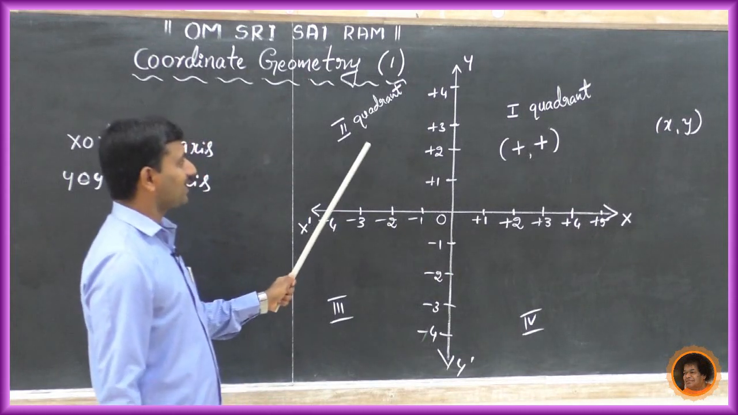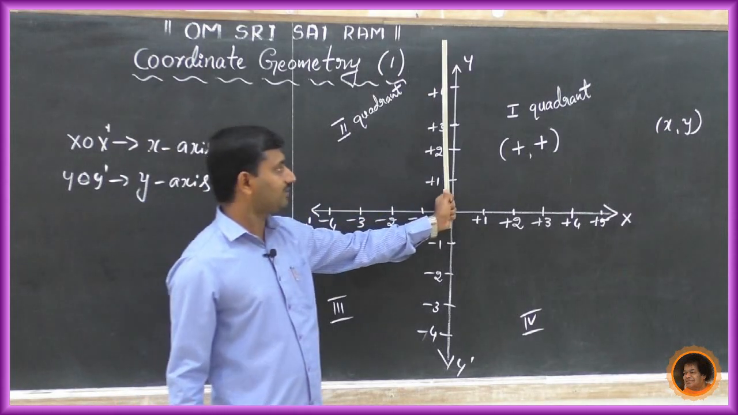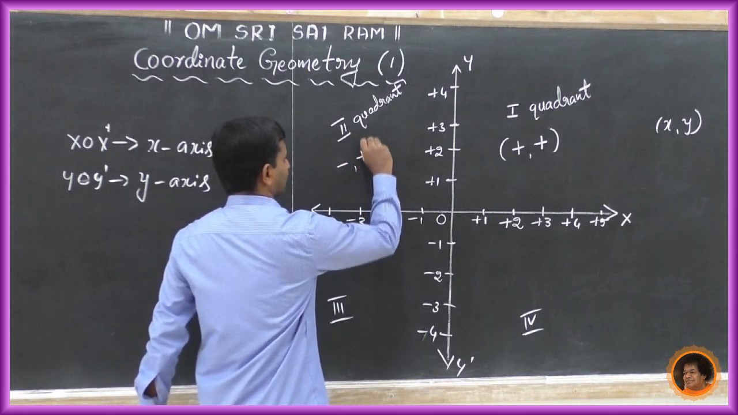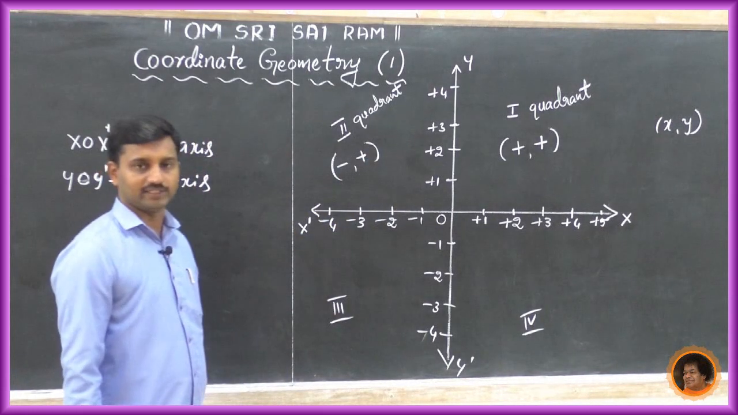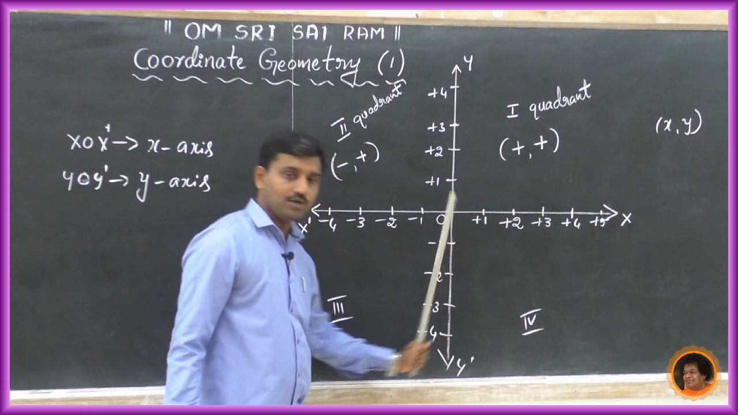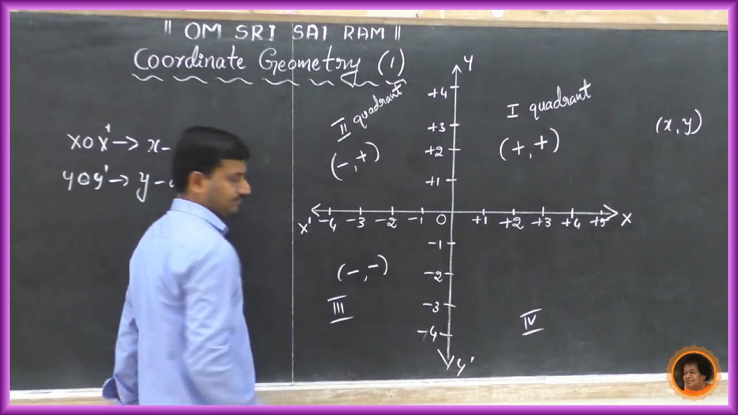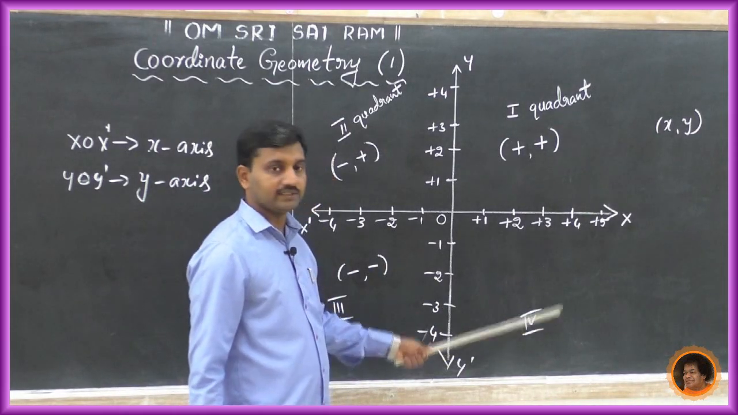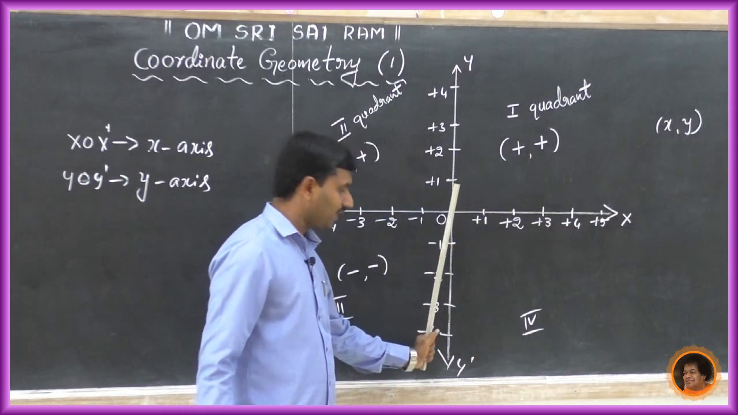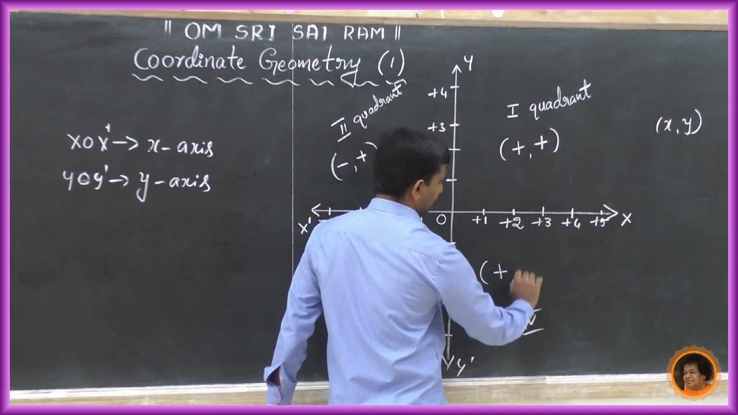And next question, what is the sign concept of the second quadrant? Here the x axis is minus and the y axis is plus. So the sign concept is minus plus. So this is the sign of the second quadrant. And next the third quadrant. In the third quadrant, x axis minus, y axis also minus. So the sign concept of the third quadrant is minus minus. And then the fourth quadrant, always in the form of x comma y, here the x axis is plus and the y axis is minus. So that's why the sign concept of the fourth quadrant is plus minus.